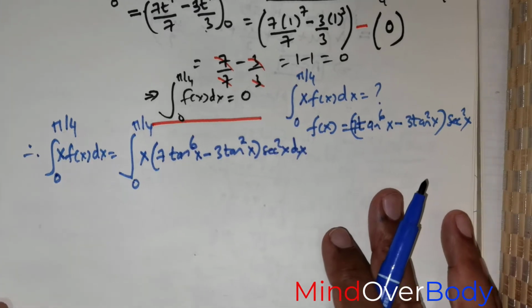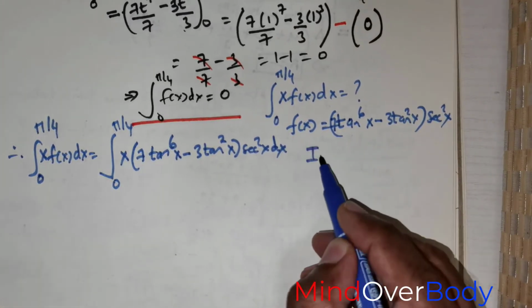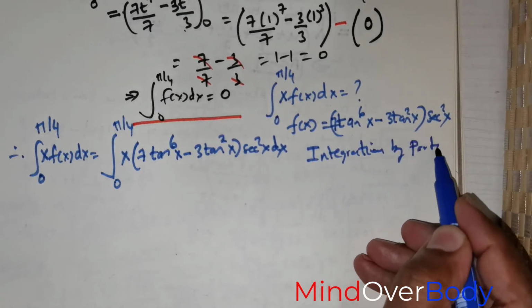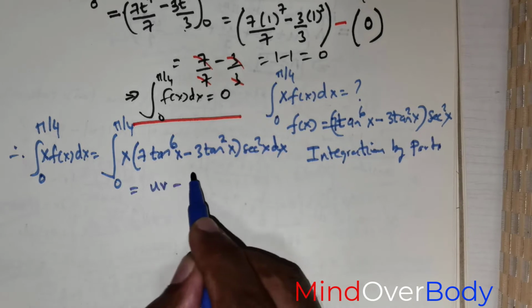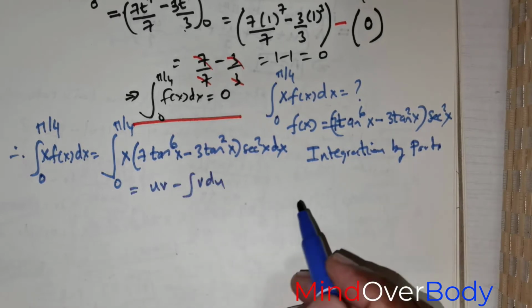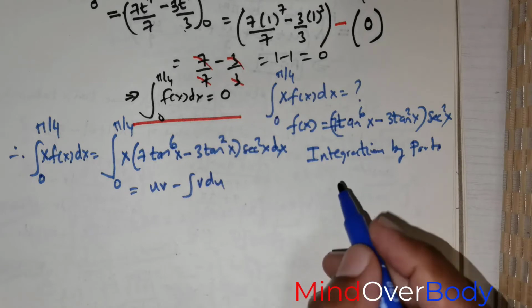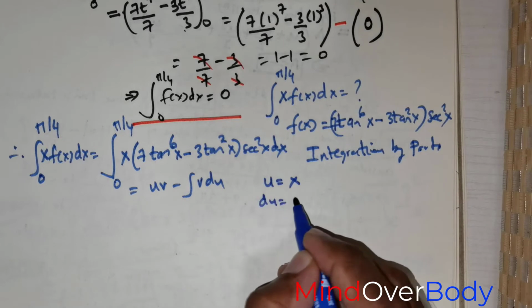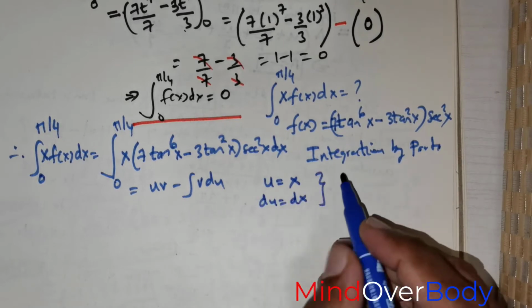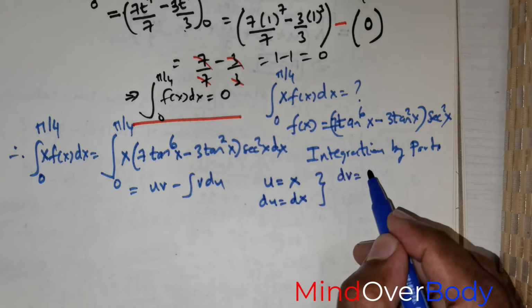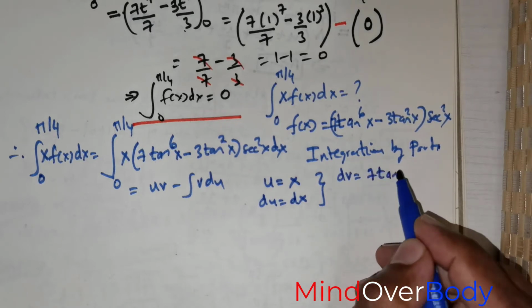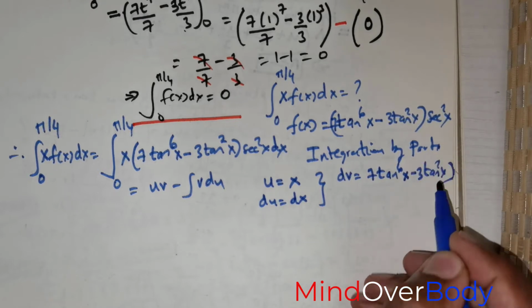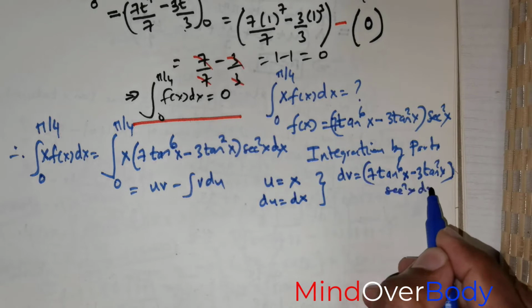Now we need to use integration by parts. So we know the formula: it's going to be uv minus the integral of v du. So we will have to make a suitable choice for u and for dv. So what I would do is take u to be equal to x. So this would give me du to be dx, and my dv to be equal to 7 times tan raised to the power of 6x minus 3 times tan squared x times secant squared x dx.